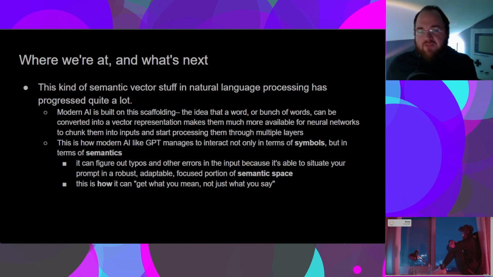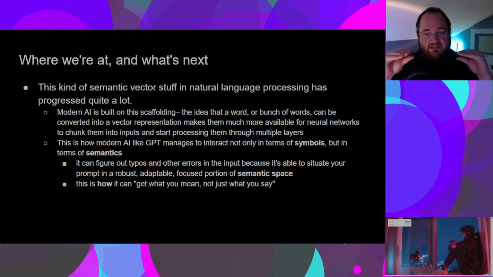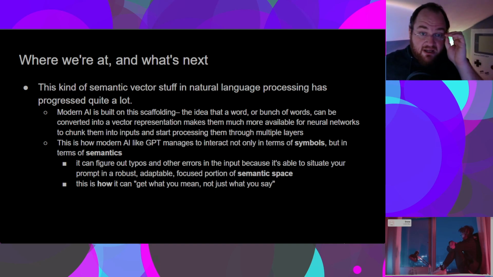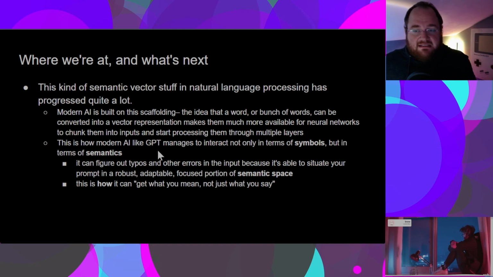So this kind of semantic vector stuff has progressed quite a lot, right? Modern AI is built on this, though. The idea that a word or a bunch of words can be converted into a numerical representation makes them more available for neural networks to chunk into inputs and process through all of their many layers and do their weird abstractions. It's a little bit more pre-digested, right, than trying to do it based on raw symbols, raw characters and such. And this is how modern AI does it, right?